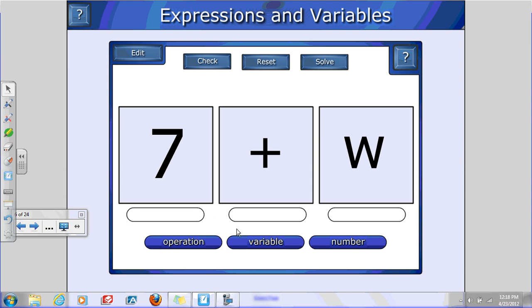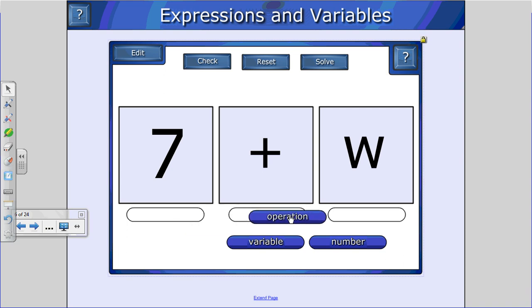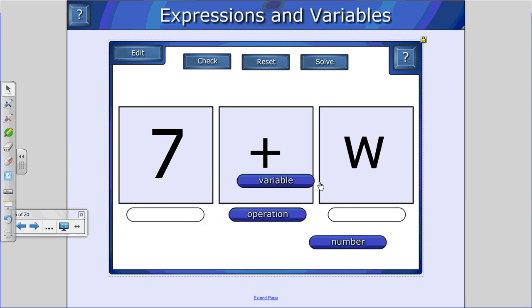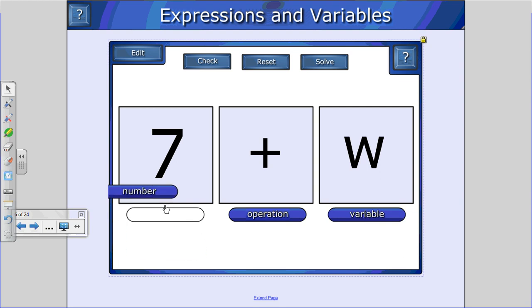All right, here's an expression, and we're going to identify what each part is. Can somebody tell me where the operation is? That is right. The plus sign is the operation, so we're going to be adding. And then the variable is what? Is it the number or the letter? It's definitely the letter. That shows an unknown amount. And of course, we know 7 is the number. We got all those right. That's good.